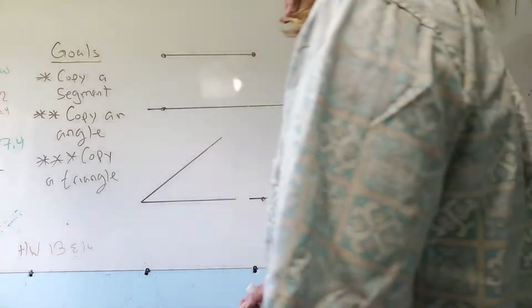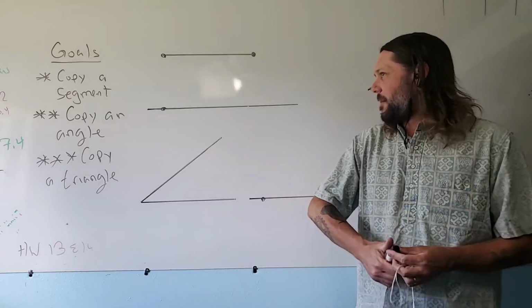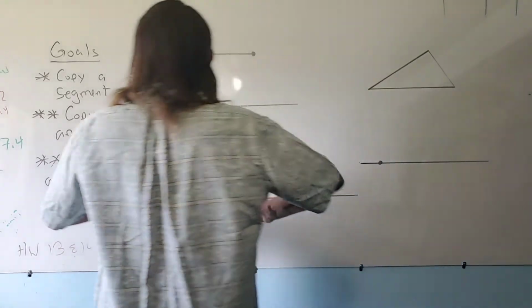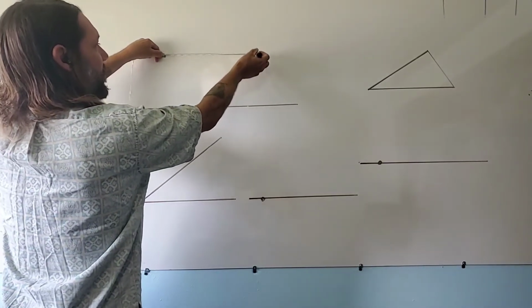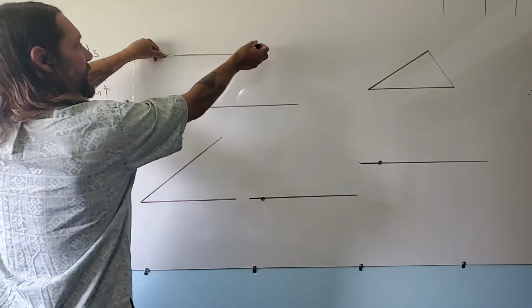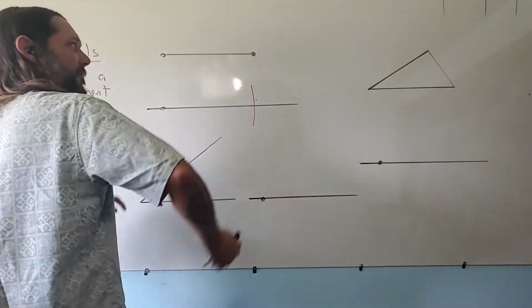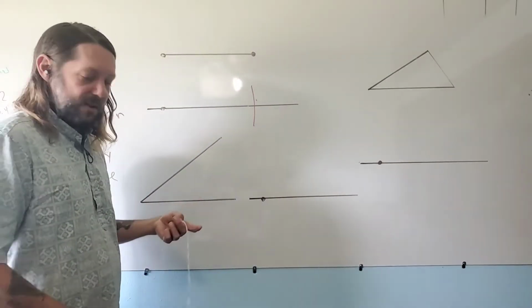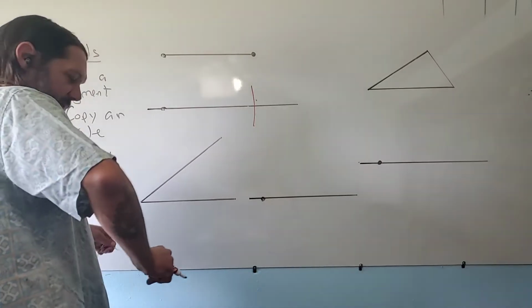All right. So I'm going to talk about my first goal, copying a segment, which literally I'm copying a length here. I'm going to hopefully be out of your way. So what I do is I put the needle on one end, pencil on the other, come down here, and make a mark. I've just copied this length down to here. It's really easy to copy a segment or copy a length. So that's real easy to do.